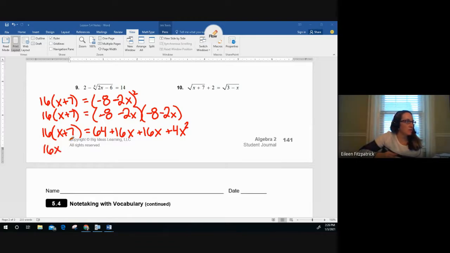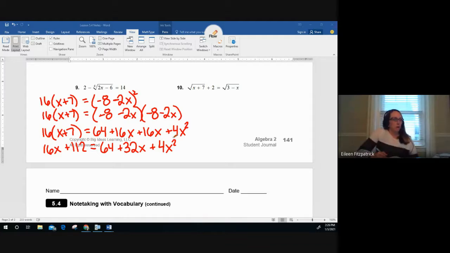All right, so distribute the 16. So it's 112 plus 16x equals 64 plus 32x. And then combine like terms here, 32x plus 4x squared. Okay, so right now I can see that it's quadratic because I have that x squared term, which means I'm going to want to set it equal to 0 and then try to see if I can factor it or see what needs to be done from there. So I'm going to subtract a 112 from the 64 and subtract the 16x from the 32x. Okay, so that this side of the equation is a 0.